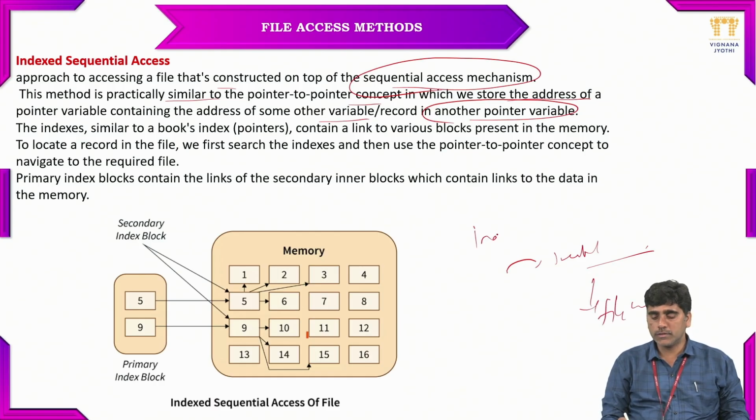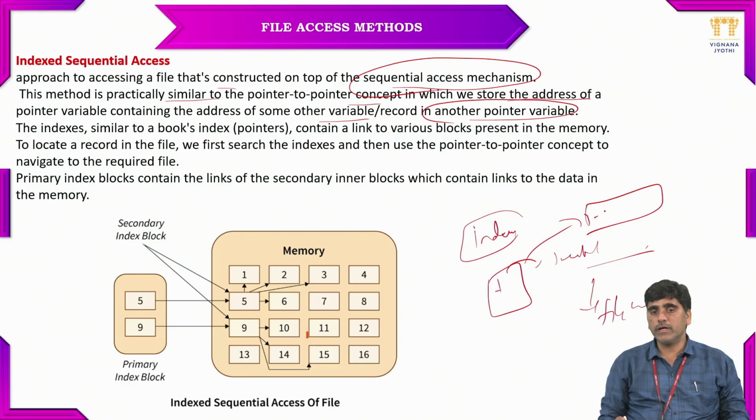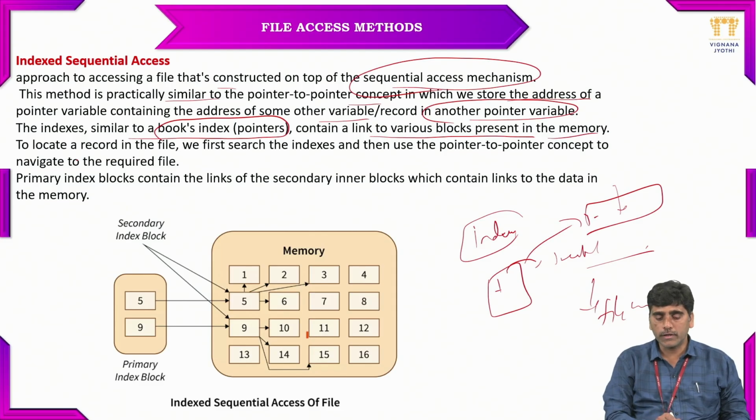So indexed based means it always maintains the indexes for the particular values of the data. So if any file is with the value, then go for the particular index of that value. So this is the main mechanism of performing indexed sequential access. Here the indexes, similar to a book's index, contain pointers linking to various blocks present in the memory. To locate a record in the file, we first search the indexes and then we use the pointer to pointer concept to navigate the required file.